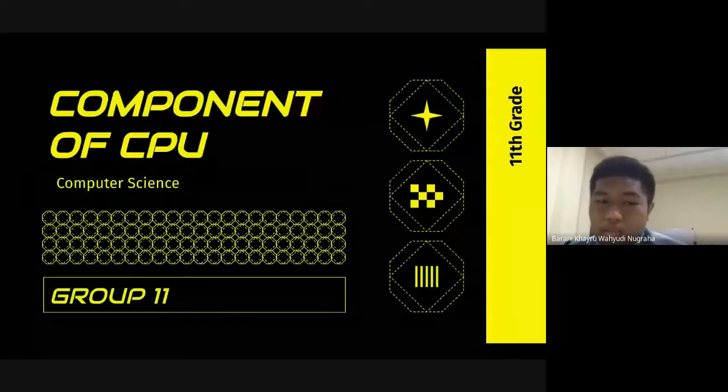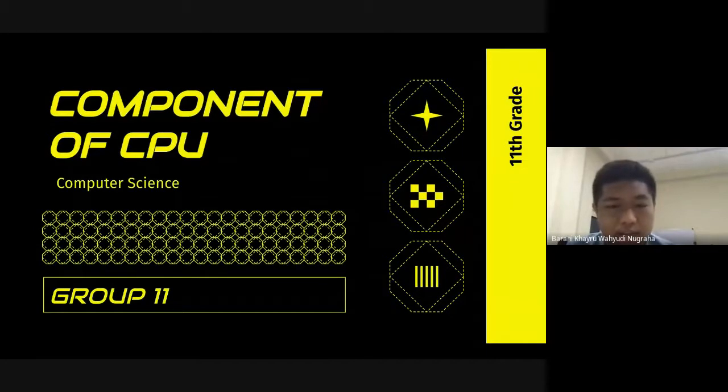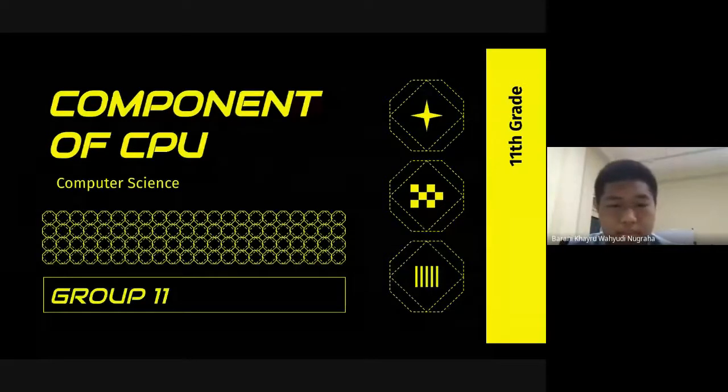We are from Group 11, Computer Science SMA Pradita Dirgantara. We are going to present to you about components of the CPU.